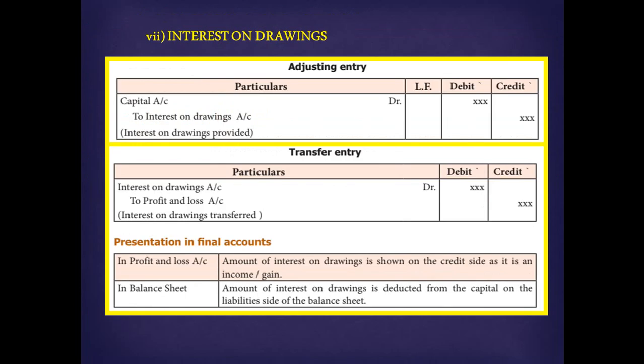Then interest on drawings. When the proprietor withdraws money from the business for personal use, it almost amounts to a temporary loan by the business to the proprietor, and the adjustment entry is passed as capital account debit to interest on drawings account. Interest on drawings is shown on the credit side of the P&L account and it is deducted from the capital account on the liability side of the balance sheet.